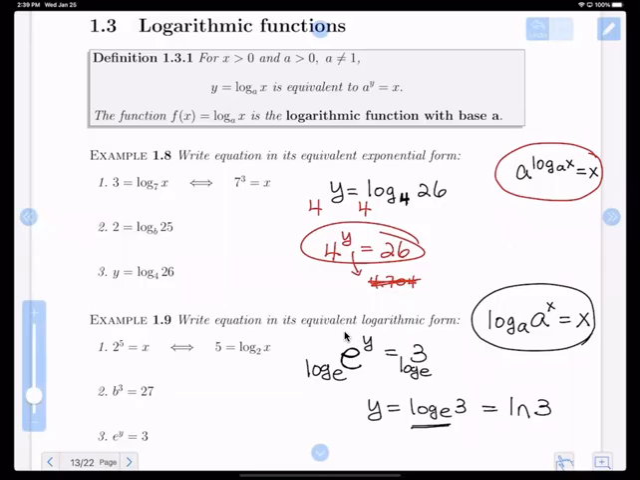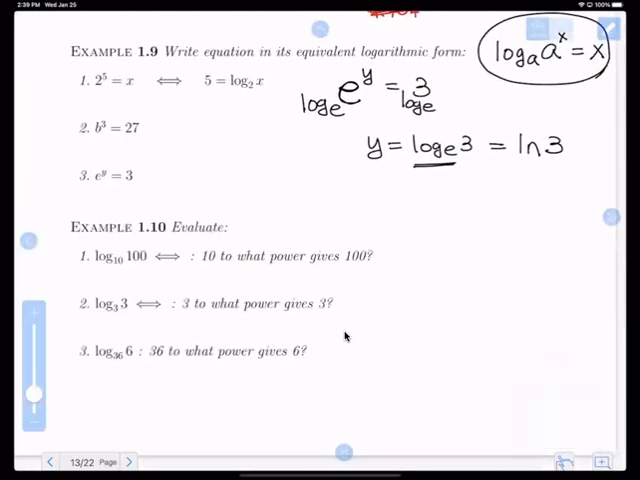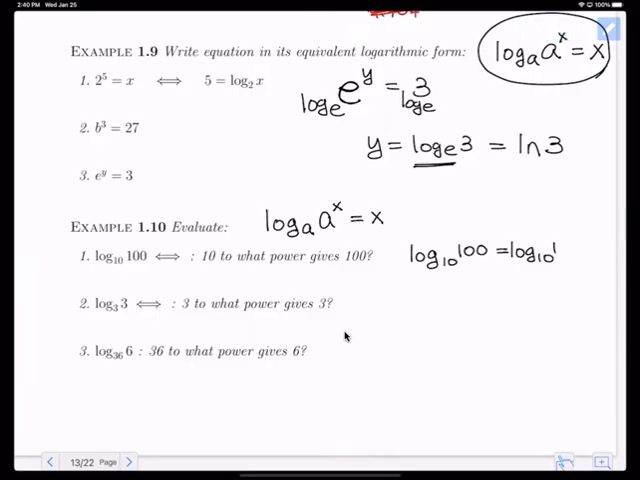Any questions? Okay, we have one more. Here's number 10. Log base 10 of 100. So log base a of a to the x equals x. Log base 10 of 100, which is log base 10 of 10 squared, which is 2. Do you understand this? This is one way to do it.